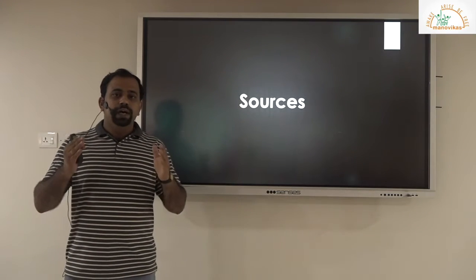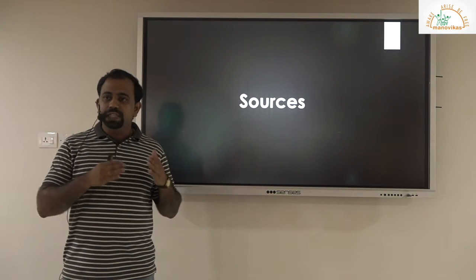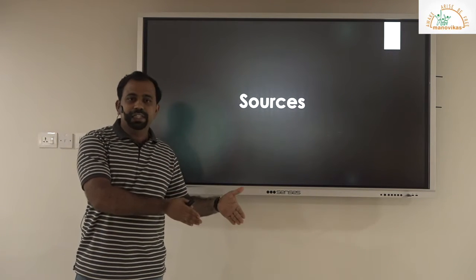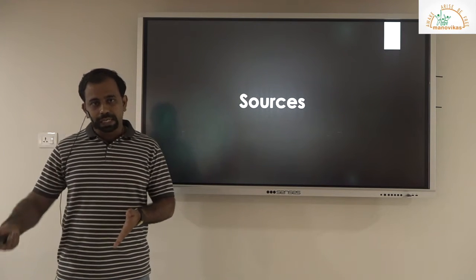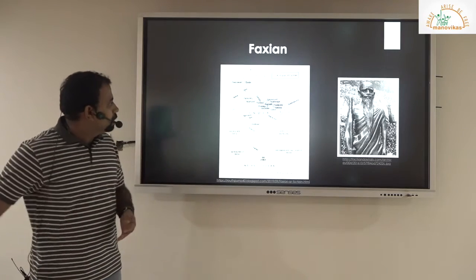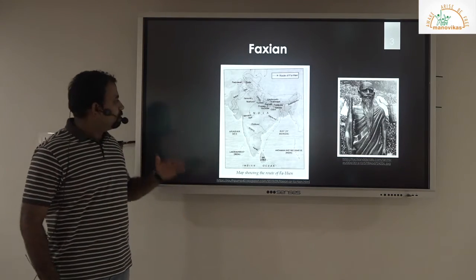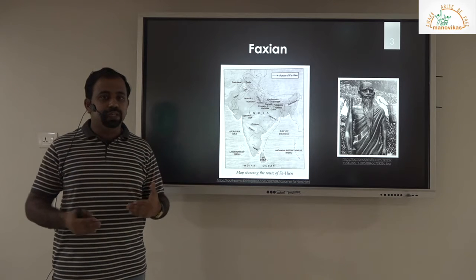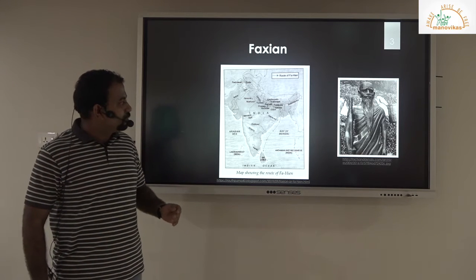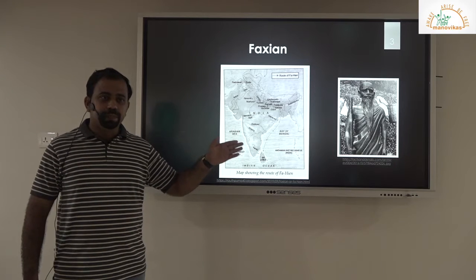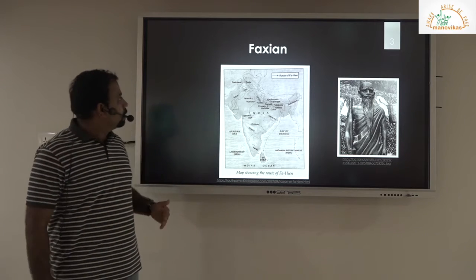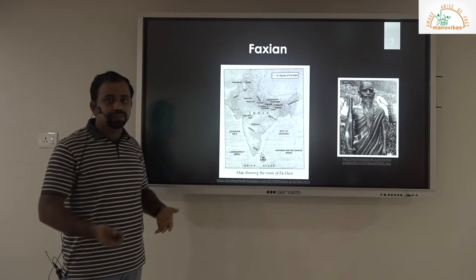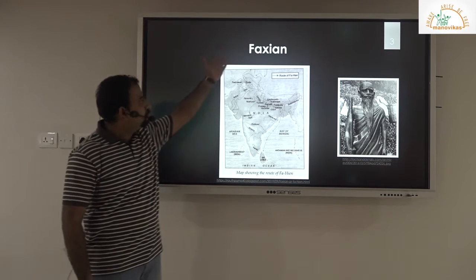As you know, whenever we learn history, we need sources. So there are two types of sources. One is the literary sources, other is the archaeological sources. The first, literary sources. We have one foreign literary source which makes us understand the lifestyle during the Gupta period. The record was written by the Buddhist priest coming from China. In many texts it is written as Fahyan or Fazian. For our convenience, from our textbook, we will go with the word Fazian.